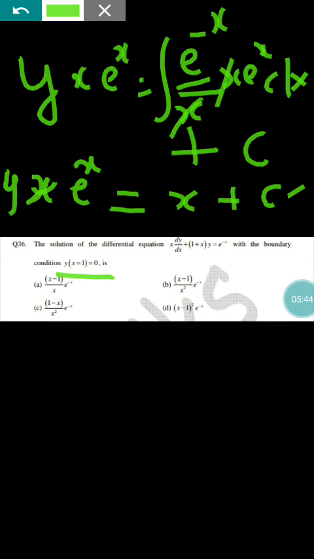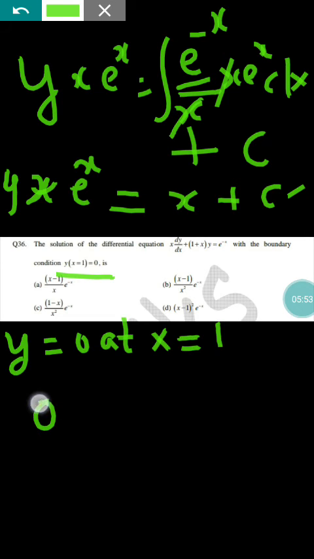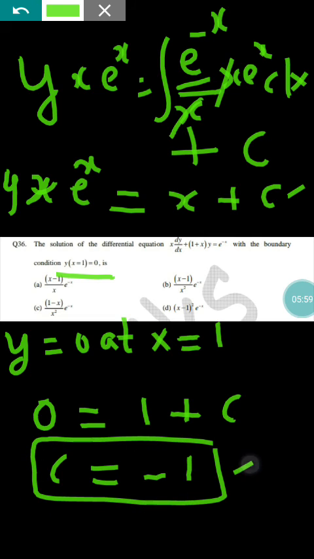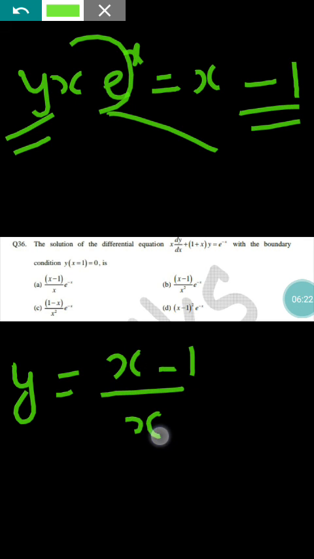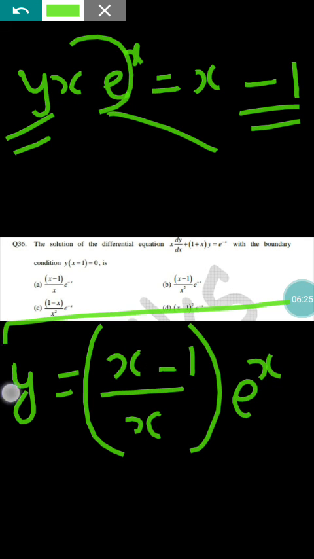Substituting y is equal to 0 at x is equal to 1, I will have 0 is equal to 1 plus c. So c is equal to minus 1. So I got the value of c. Now I have y x e power x is equal to x minus 1, where I have just substituted the value of c. Now I need only y, so I bring these terms over, and I will have y equal to (x minus 1) by x e power x.